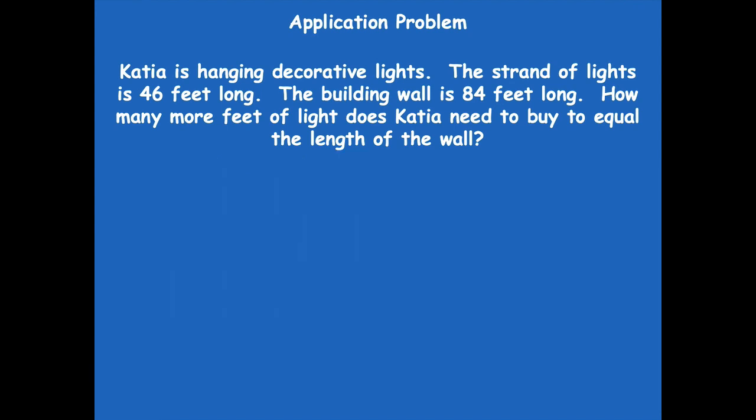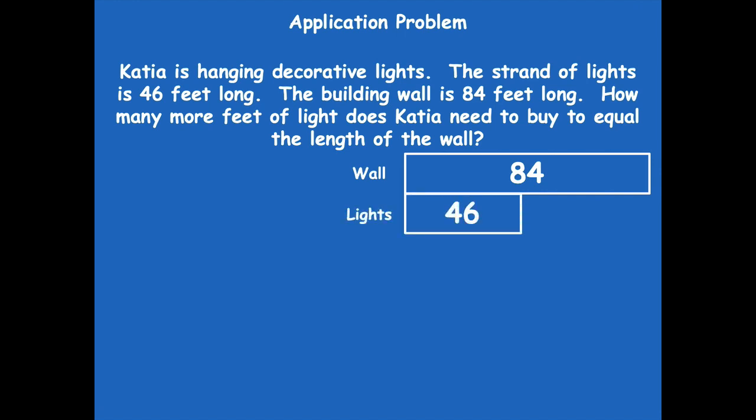All right, friends, pause if you need more time. All right, so before I even started working on solving this problem with working out my math, I wanted to draw a picture to help me. I draw a tape diagram, right? Because that's part of the RDW process. Read, draw, write. So I read the problem already. Now I'm going to draw a picture. So I know that the wall is 84 feet. And I know that Katya has lights that are 46 feet. So my unknown piece of information is the rest of the lights that she needs to buy.